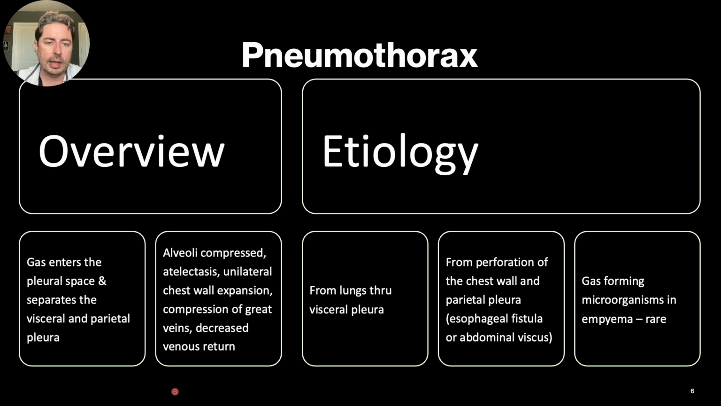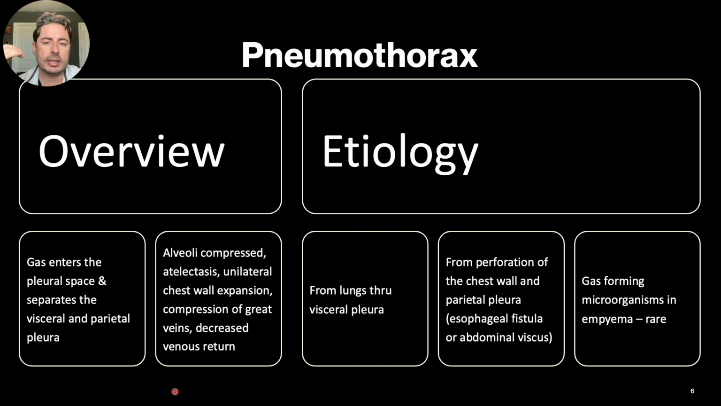We can get a perforation of the chest wall and the parietal pleura. Remember, visceral pleura is around the vital organs and the parietal pleura is on the perimeter. So this could be a chest wall injury. Remember, we talked about the flail chest and how if it's not a clean break, it creates these jagged, sharp ribs. Well, if that nicks or scratches or scrapes the parietal pleura, now I have an opening from the atmosphere into the pleural space.